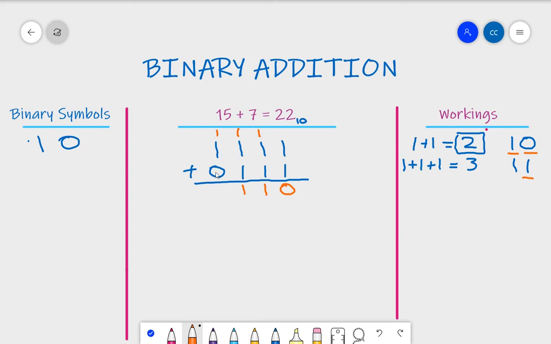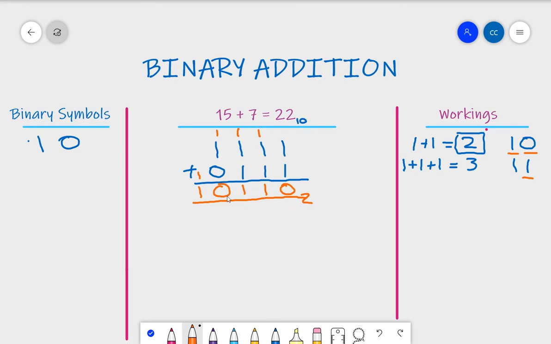1 plus 1 plus 0, which is 2, and we know that a 2 is expressed as 1, 0. So we write down the 0 and we carry the 1. Nothing left, so we put the 1 down. Now, so 1, 1, 1, 1 plus 0, 1, 1, 1 is 1, 0, 1, 1, 0, base 2.